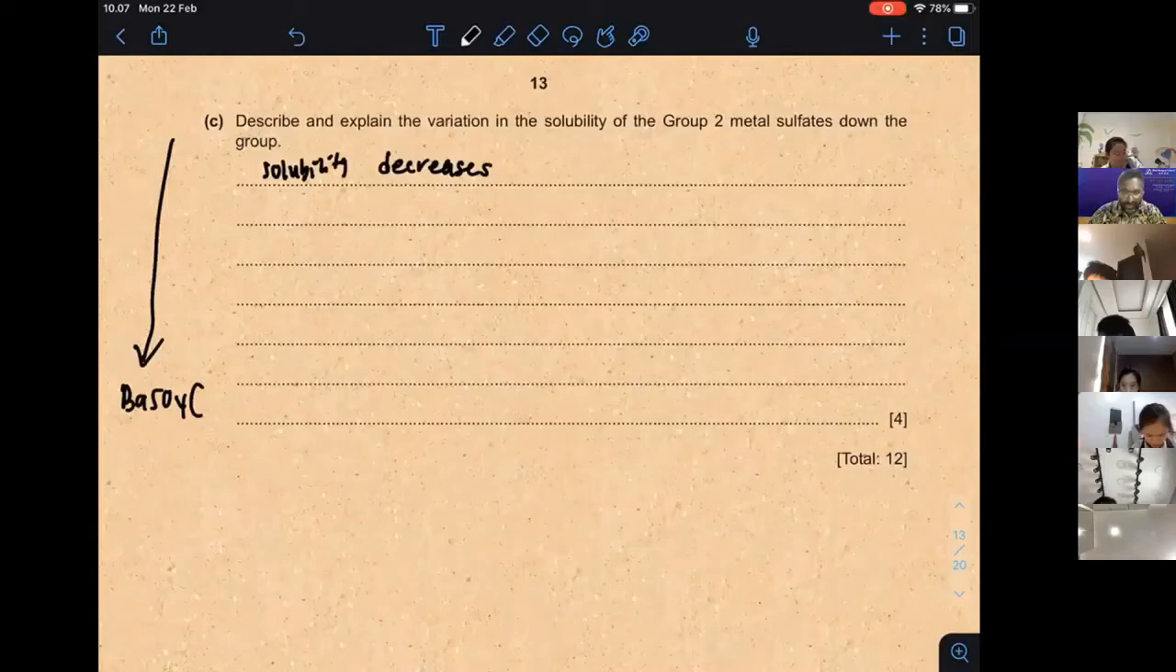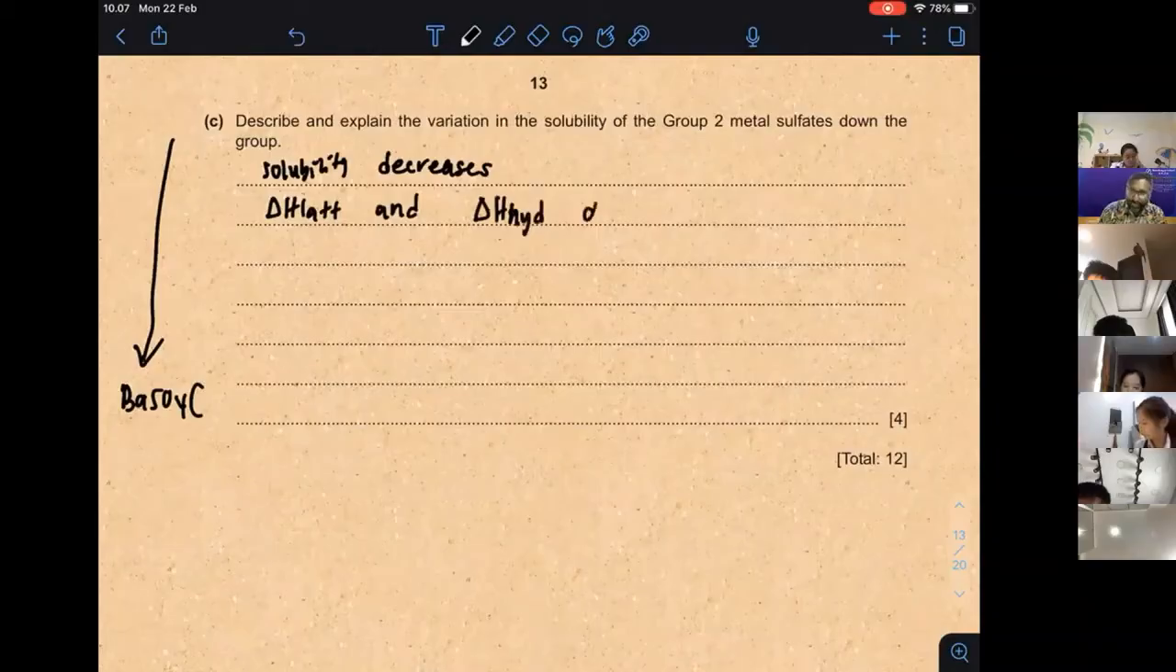This one, I told you, depends on lattice energy and also enthalpy of hydration. So you just say, as you go down, because of the size, both lattice energy and hydration decrease down the group, or become less exothermic. But which one decreases more? This one I want to ask.